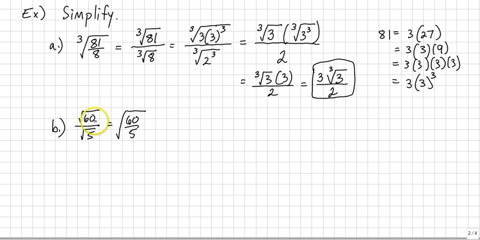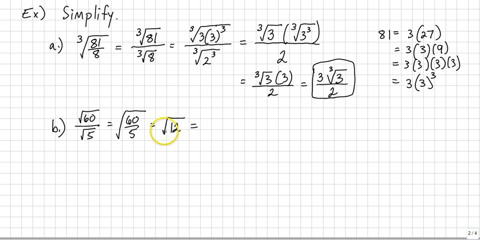So we have 2 square roots being divided. You can write that as one big square root, and you just divide the radicands. And the reason we want to do that is because 60 divided by 5 goes in evenly, 12 times. So 60 divided by 5 just simplifies to 12. And the square root of 12 will be fairly easy to simplify.